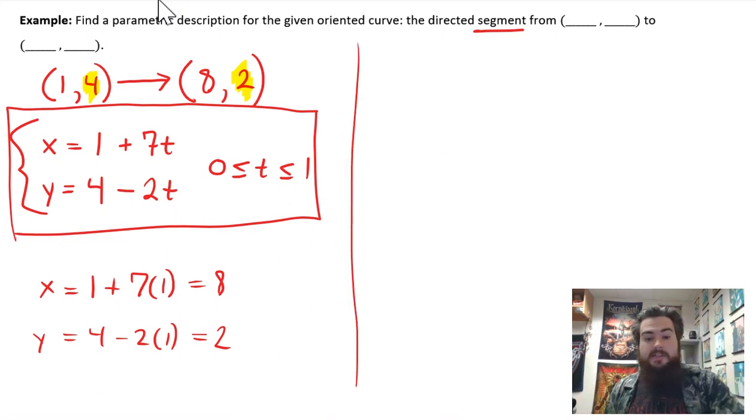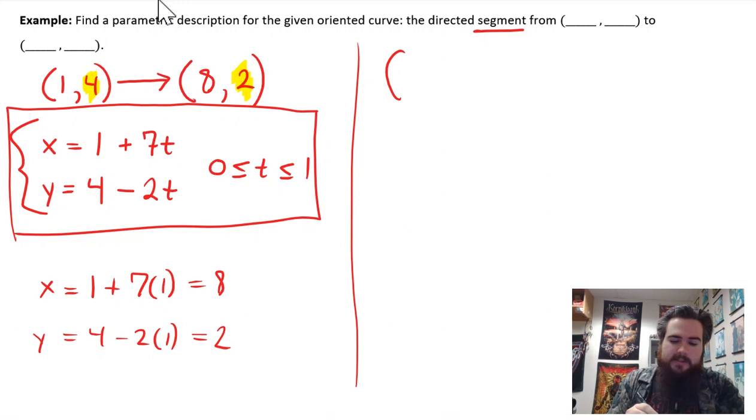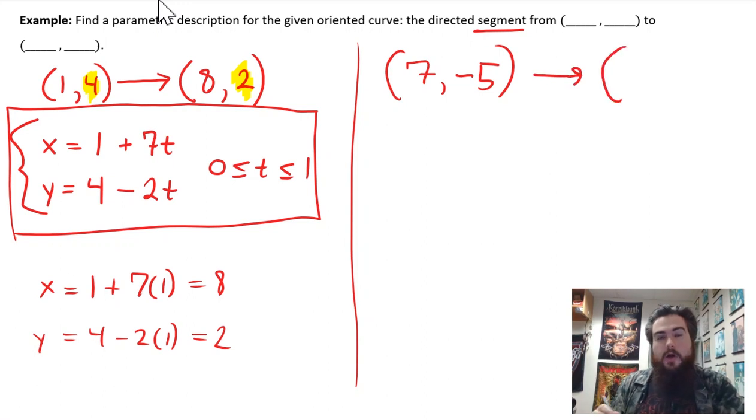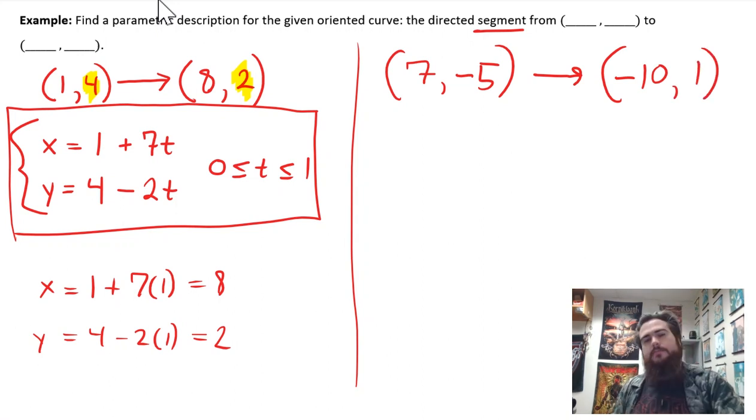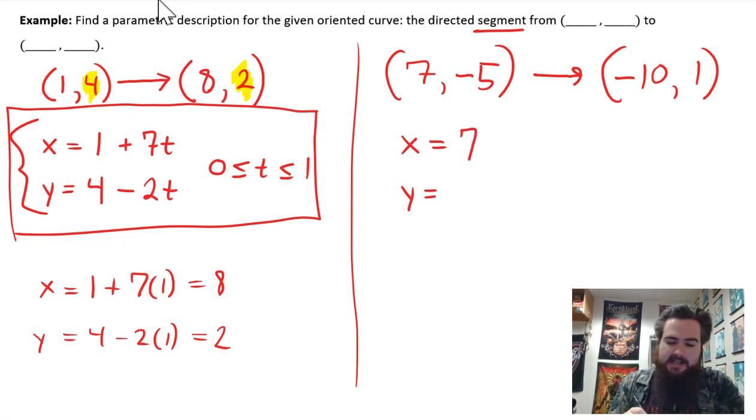Let's do that for another set, because that goes real fast. Let's say I go from (7, -5) and we will go to (-10, 1). Well, again, for x and y, start off with your beginning point. x is beginning at 7, y is beginning at -5.